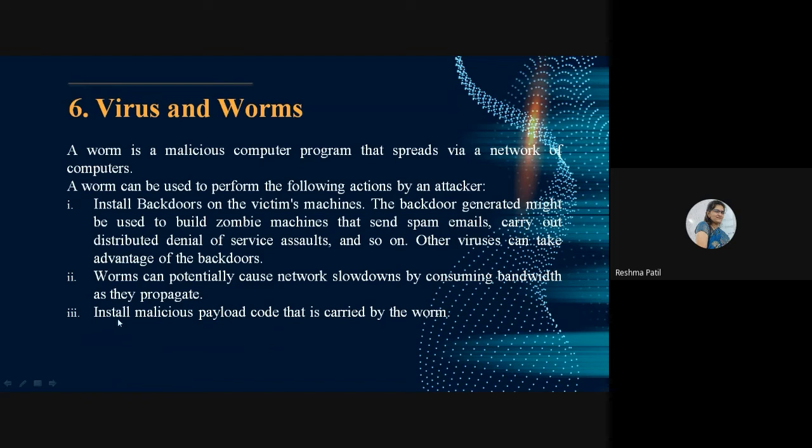And third is installing malicious payload code. Payload code means code which is malicious, which is going to be installed for illegal or illicit purposes. So this worm will install that malicious payload code that is carried by the worm. So this type of action can be performed by a worm. If a worm is installed on your computer, these types of activities can be done by the worm.